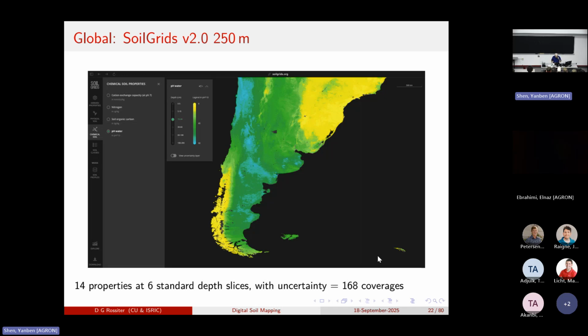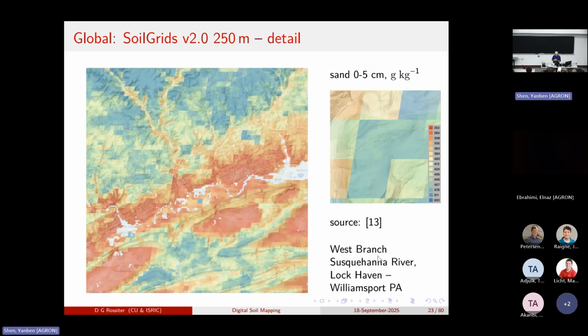So we have these 7 depth slices, with both physical and chemical properties. I happen to have the pH here at 15 to 30 centimeters, and you can see these big differences. When you zoom in, however, you see something like this. This is from the same product, but it's something completely different.